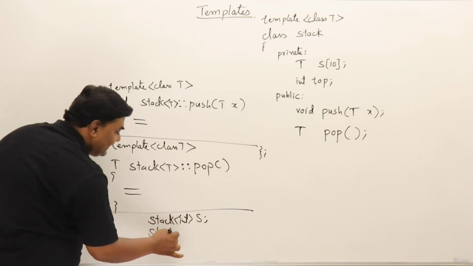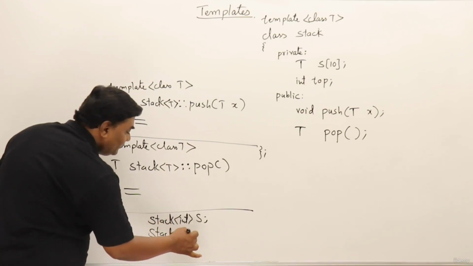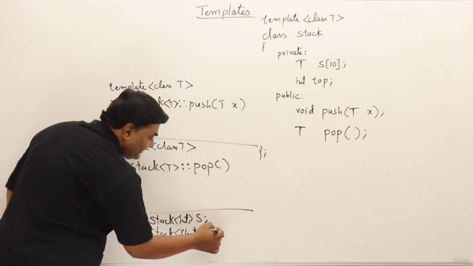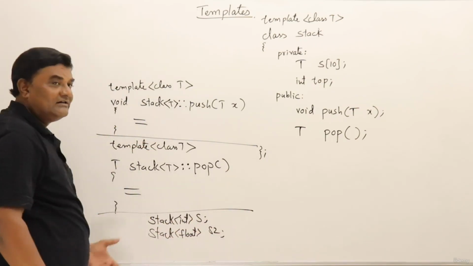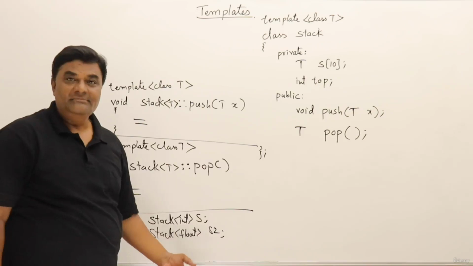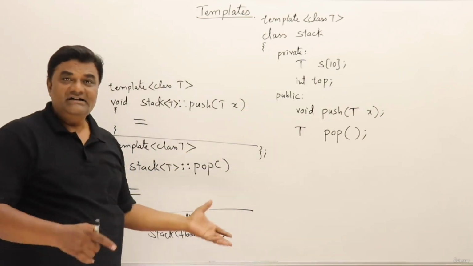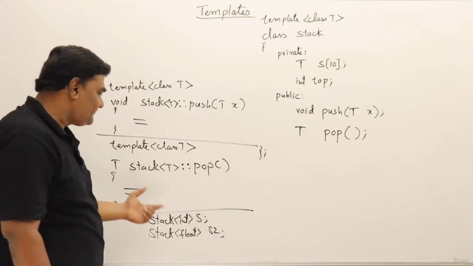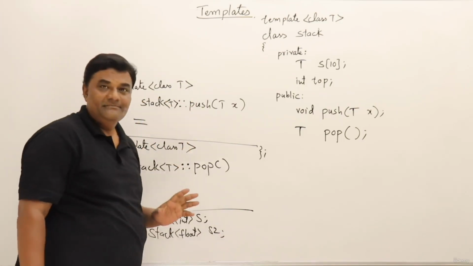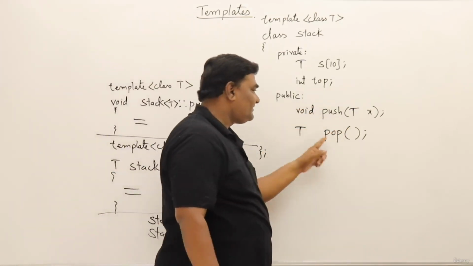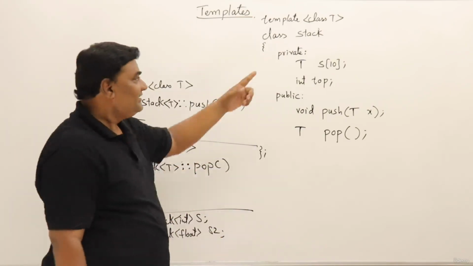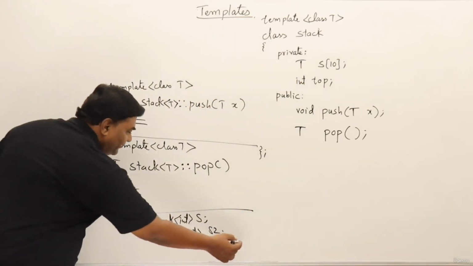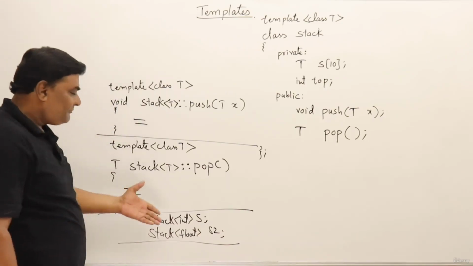Now again say stack, and say float, and say S2. Now this is a float stack. Like this you can mention the data type and you can convert this class into that data type. So wherever T is written it becomes float. Push will take a float value, pop will return a float value, everything is float, and the array is a float. So this is the benefit of templates, and this is a more powerful feature.